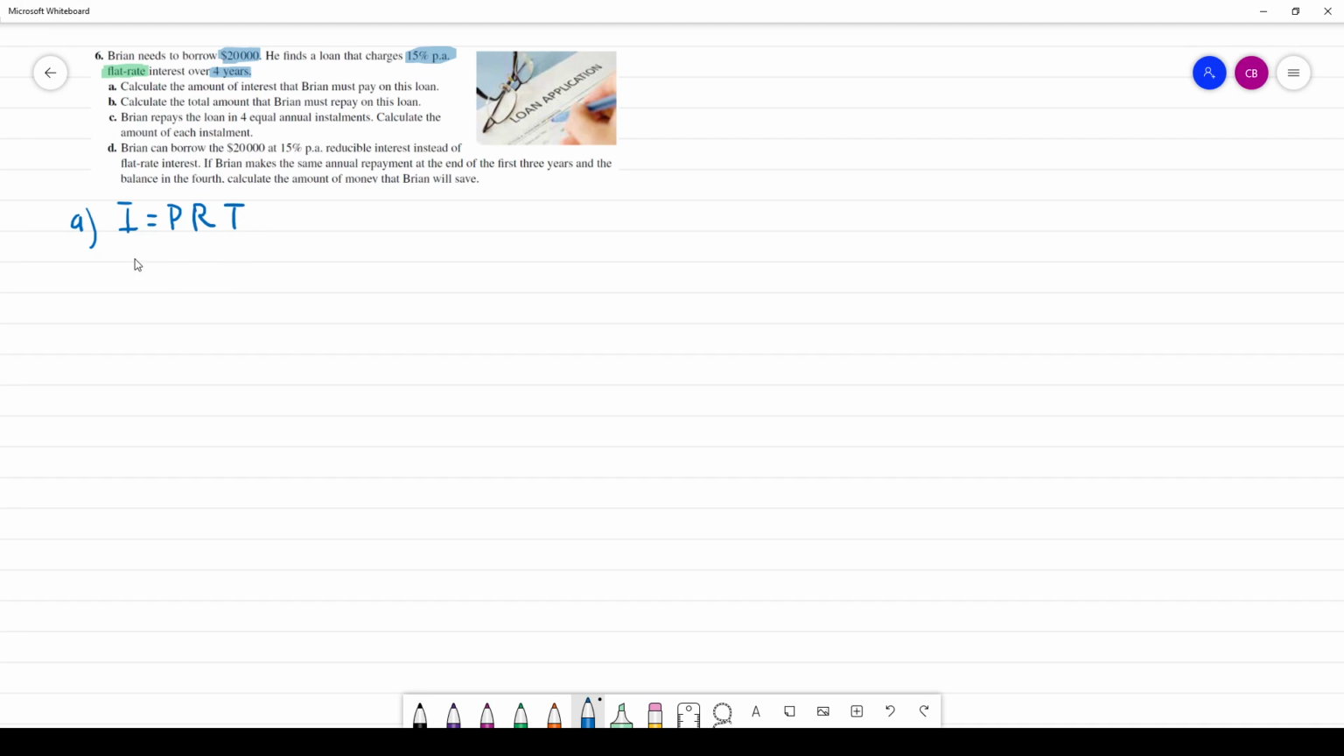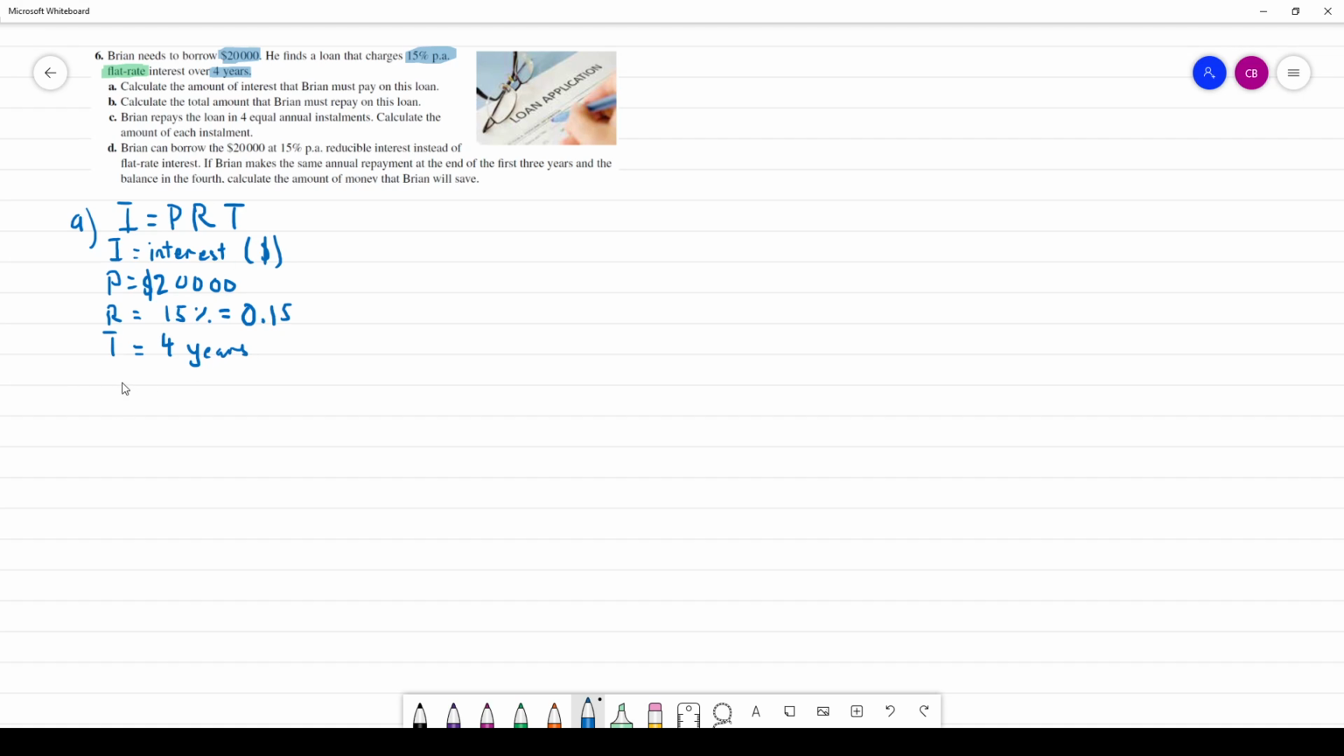And let's write down what each of these means. I is your interest in dollars, not the interest rate. P is our principal, and in our case it is $20,000. We have the rate, which is 15%, and we could write that as a decimal, 0.15. And we have time, which is 4 years.